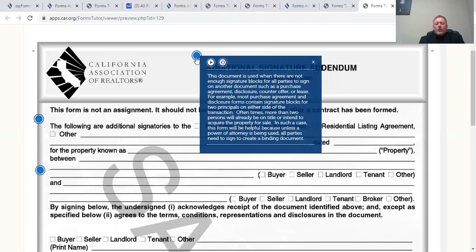This document is used when there are not enough signature blocks for all the parties to sign on another document, such as a purchase agreement, a disclosure, a counteroffer, or a lease. For example, most purchase agreement and disclosure forms contain signature blocks for two principals on either side of the transaction. Oftentimes, more than two persons will already be on title or intend to acquire the property for sale. In such a case, this form will be helpful because unless a power of attorney is being used, all parties need to sign to create a binding agreement.